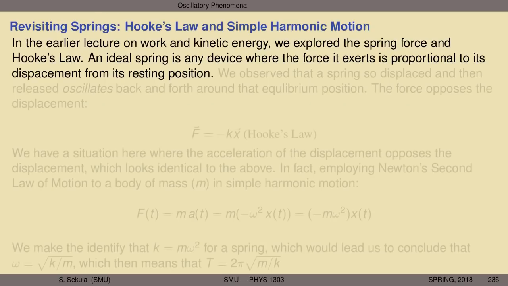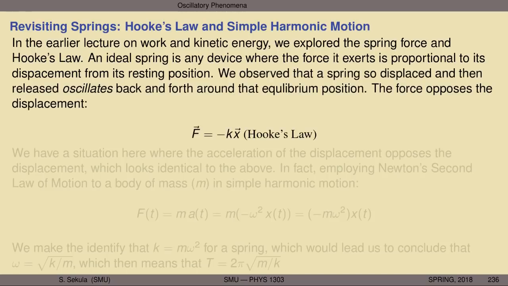In the context of all of this, let's revisit springs and go back to Hooke's law and now contemplate simple harmonic motion in the context of an extended spring. So in the earlier lecture on work and kinetic energy, we explored the spring force and specifically Hooke's law, which for a spring within its elastic limit will have a constant relationship between force and the displacement at which the force is exerted. An ideal spring is any device where the force it exerts is proportional to its displacement from its resting position. And we observe that a spring so displaced and then released will oscillate back and forth around that original equilibrium position where forces are all balanced. The force opposes the displacement at all points in the displacement, and that is the statement of Hooke's law. Force is the negative of the spring constant times the displacement.